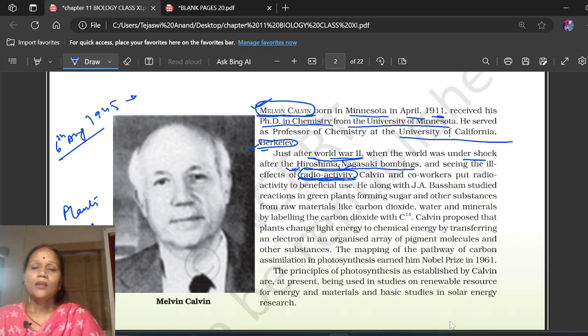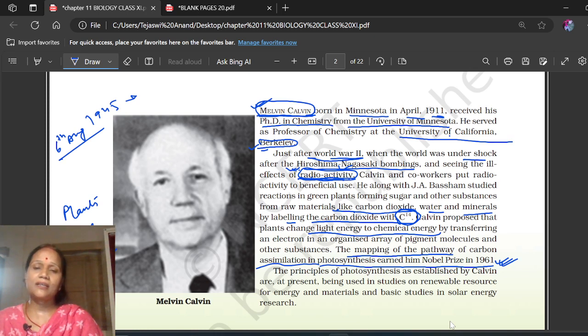Then what do the plants use? Plants use carbon dioxide, water and minerals. But the carbon dioxide is labeled with C14. This is the use of radioactivity that we can understand, and light energy is changed into chemical energy. Sunlight, the solar rays, is changed into chemical energy. How it is changed, we shall read. And due to this pathway, the mapping of the pathway of carbon assimilation in photosynthesis earned him the Nobel Prize in 1961.